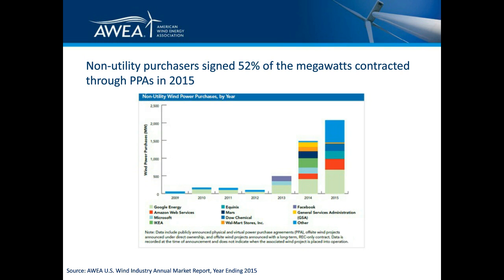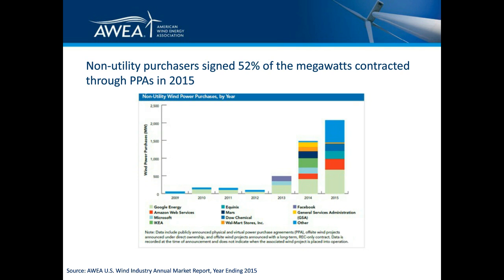We're also seeing a growing trend from non-utility purchasers. So the corporations and other emerging energy purchasers are starting to play a substantial role in the U.S. market. Last year, we saw 52% of the megawatts contracted through PPAs going to these non-utility purchasers. This is certainly a market that's been growing exponentially, especially in the last 3 or 4 years.